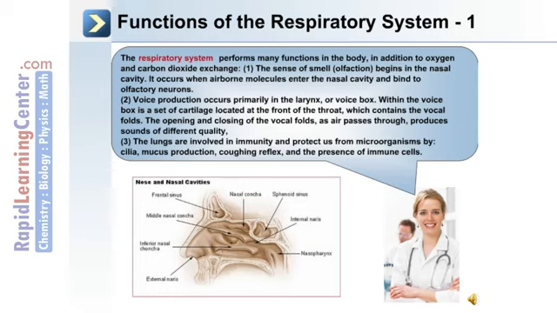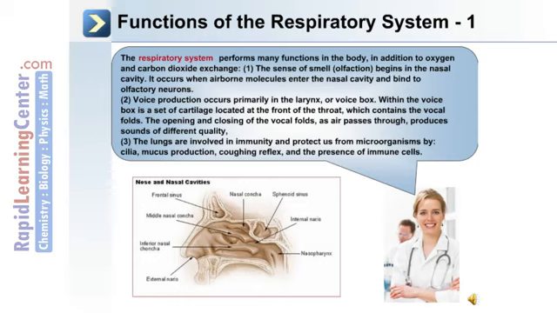This occurs primarily in the larynx or voice box. Within the voice box is a set of cartilage located at the front of the throat, which contains the vocal folds. The opening and closing of the vocal folds as air passes through produces sound of different quality.